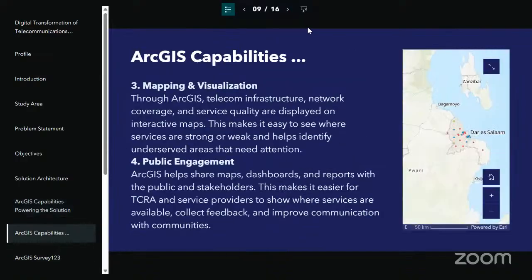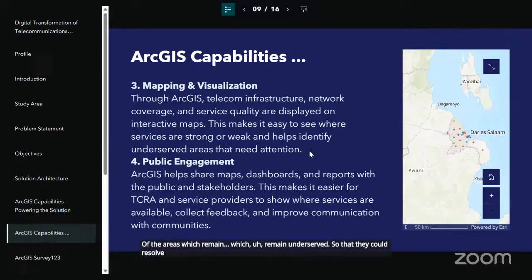The other capability was mapping and visualization, whereby through ArcGIS, instant maps and dashboards were used to visualize the infrastructure status, coverage gaps, and service performance, which could then help the TCRA see the status of the services that are provided to the customers, and also to visualize the gaps of the areas which remain underserved, so that they could resolve the issues emerging.